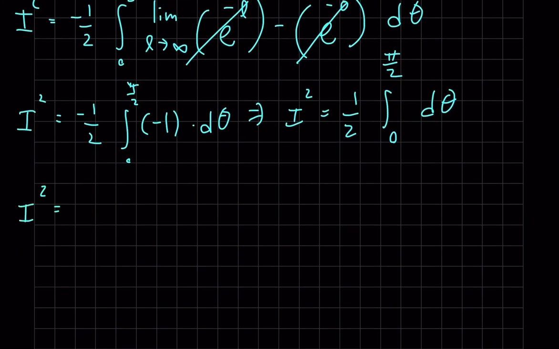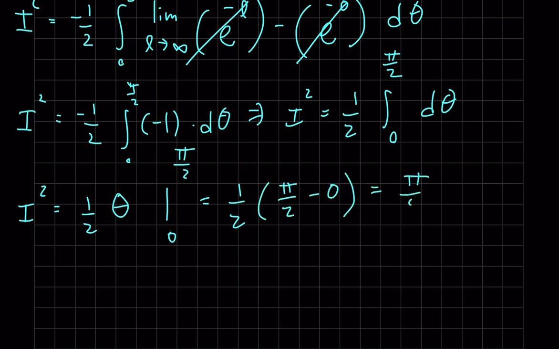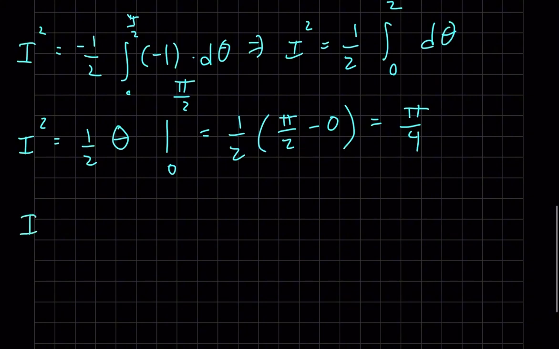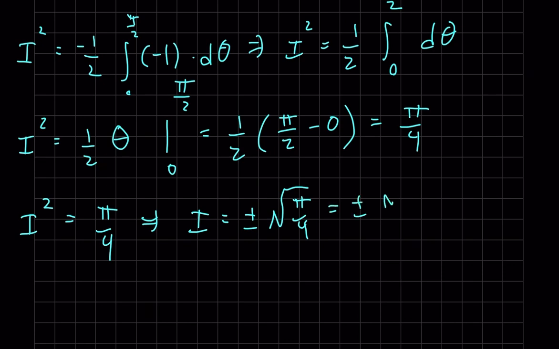So then we have I squared is 1/2. The integral is going to be theta from 0 to pi over 2. But that's just going to be 1/2 times pi over 2 minus 0, which is pi over 4. So now we have I squared is pi over 4. So we could take the square root. I equals plus or minus the square root of pi over 4. But that's plus or minus the square root of pi, over 2. And we'll only take the positive part because it's positive area.